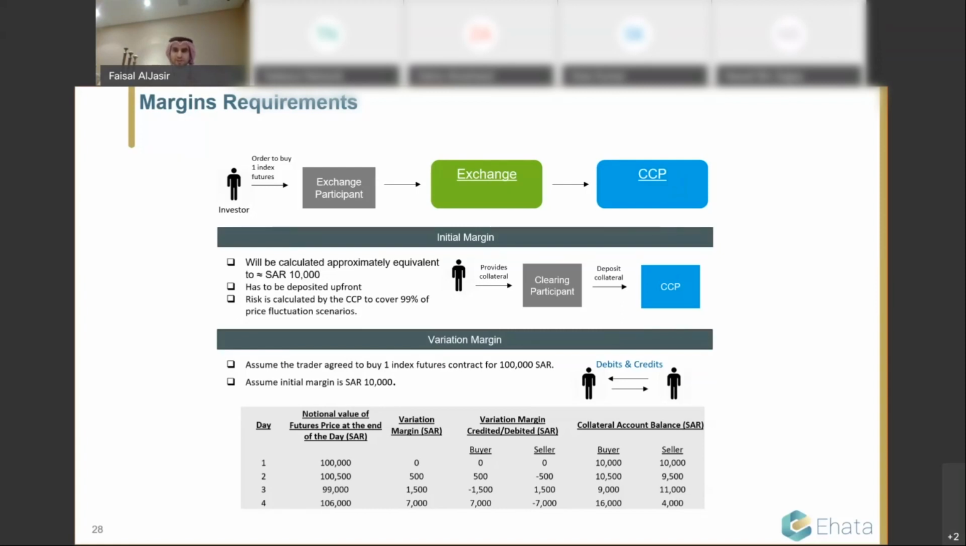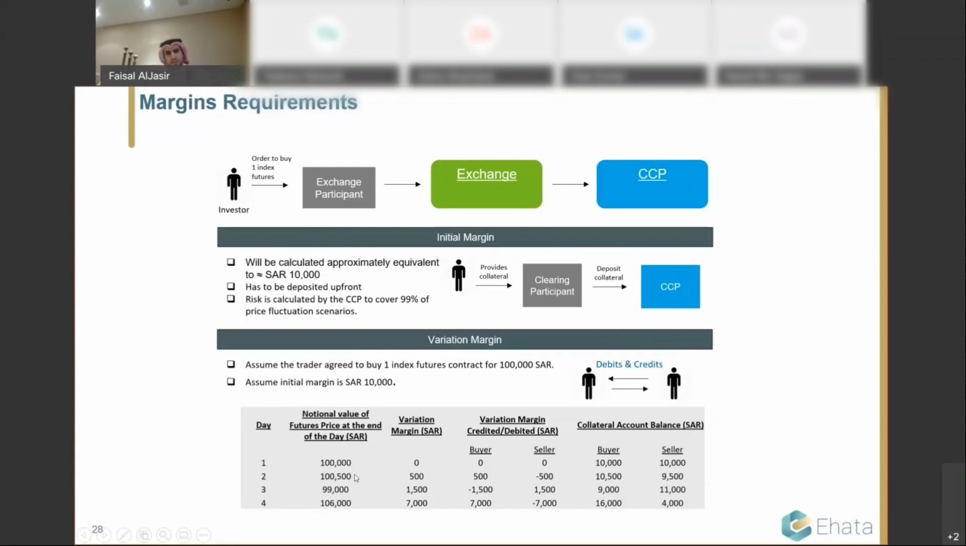The variation margin, this part is important. It gives you a sense of what happens if you have just invested and you're actually monitoring your account. It gives an example of somebody buying one index contract of 100,000 and putting in an initial margin of 10,000. The first column shows the position of 100,000, and as it increases, look what happens here.